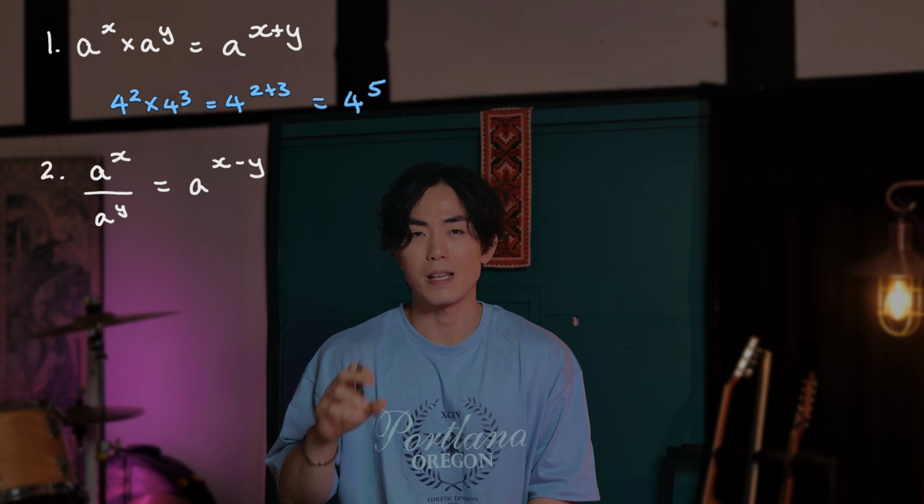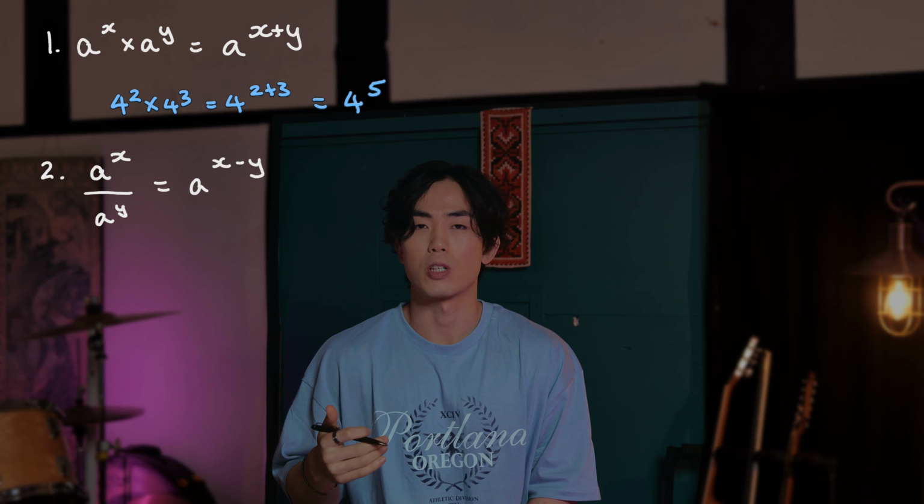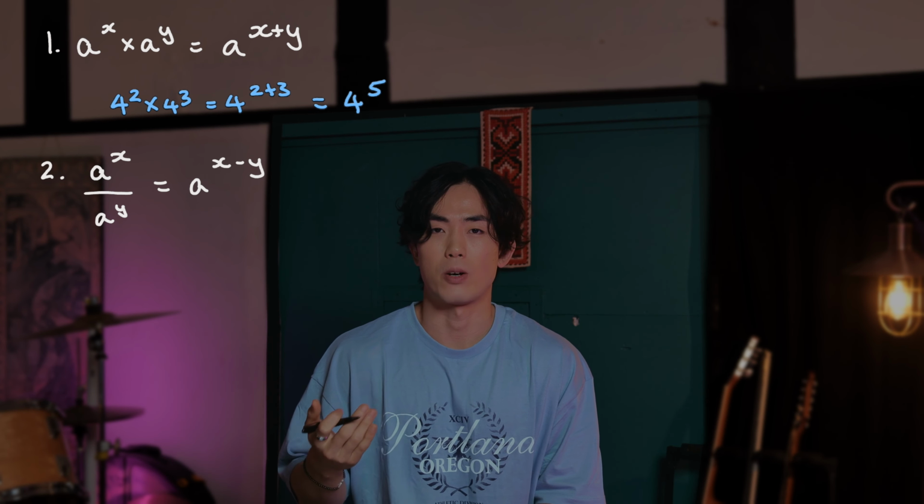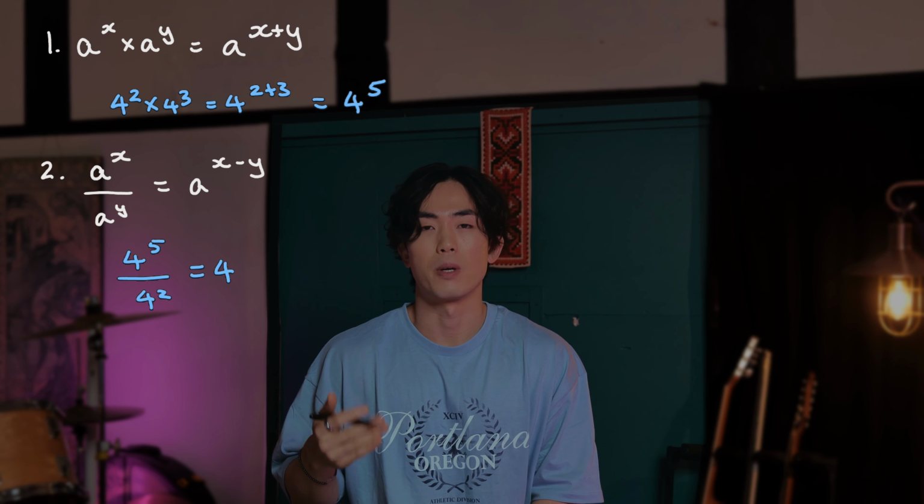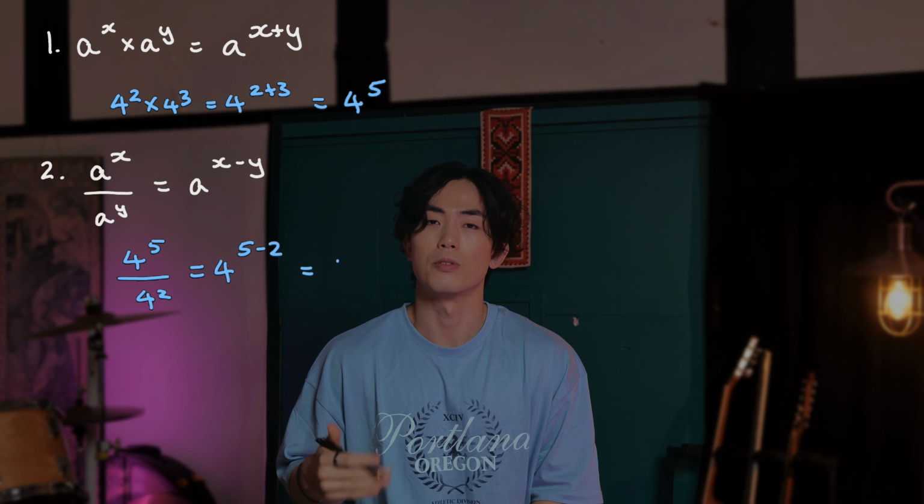This also works when we're dividing. So if you have the same base again, and we're dividing two terms, then all we have to do is subtract the powers. So for example, 4 to the power of 5 over 4 squared will be 4 to the power of 5 minus 2, 4 cubed.